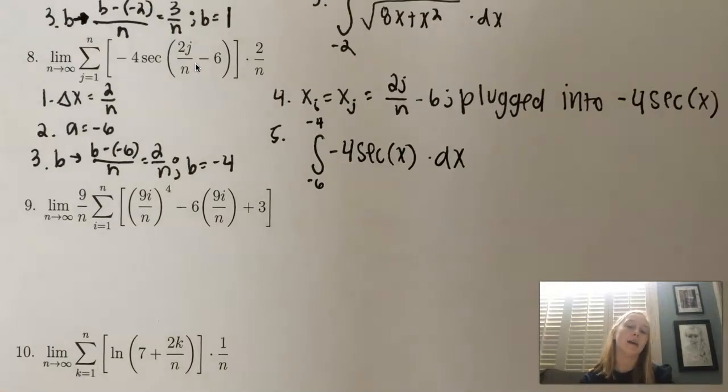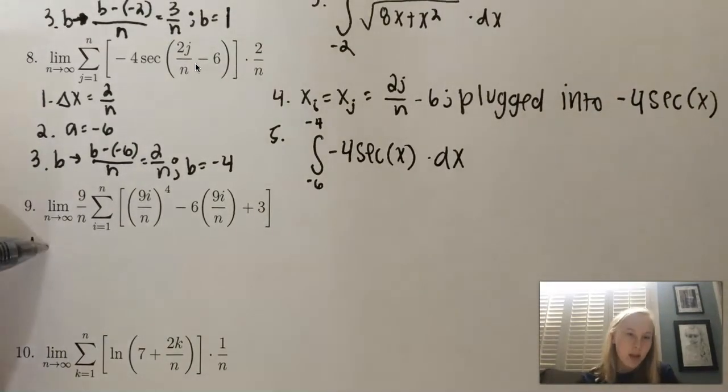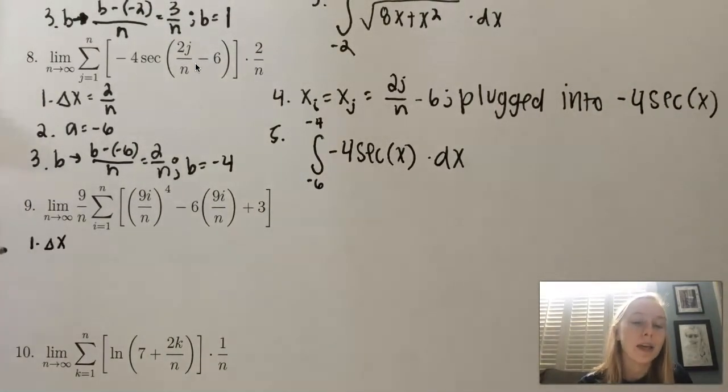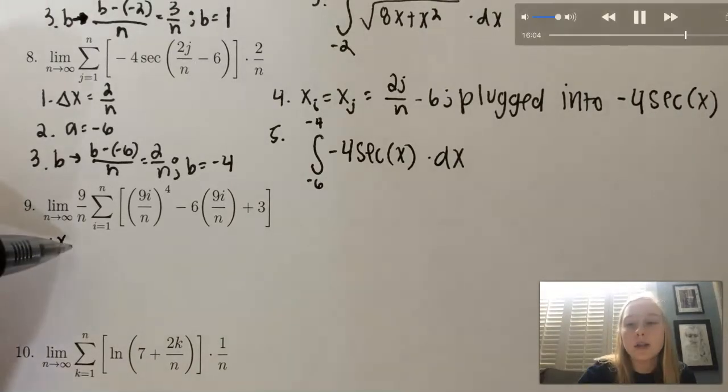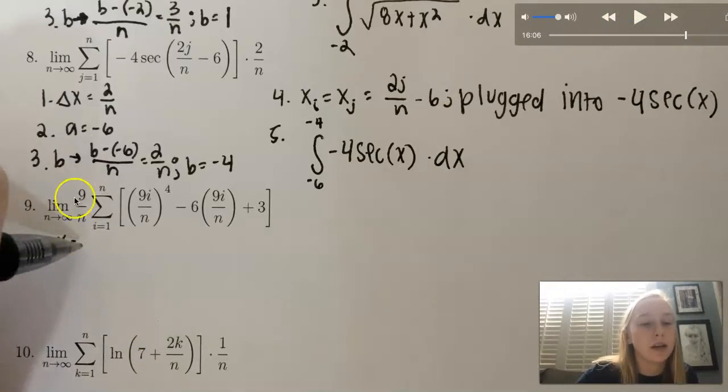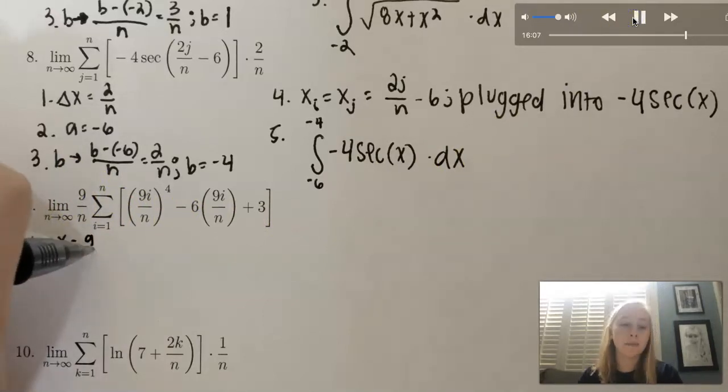All right, number 9. So once again, delta x. As you can see, it is put in front of the summation sign this time. It's right here. But that's not a big deal. It's still just the summation of f of xi times delta x. It's just in a different order this time.